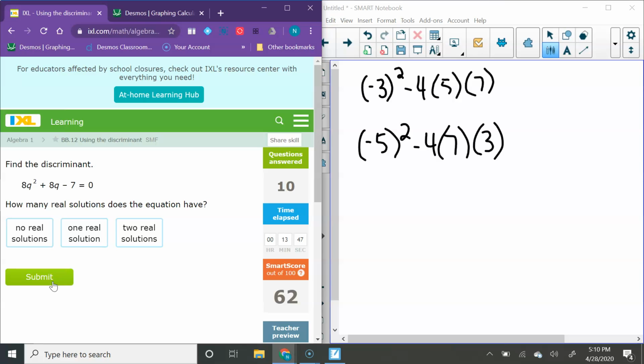And so that's the idea you'll go through. I haven't come across one that's one real solution, so you'll just go through the rest of these. If you get a negative for the discriminant, that's no real solutions. If you get 0 for the discriminant, that's 1 real solution. If you get a positive for the discriminant, that's 2 real solutions. So hopefully that'll help you with this part.